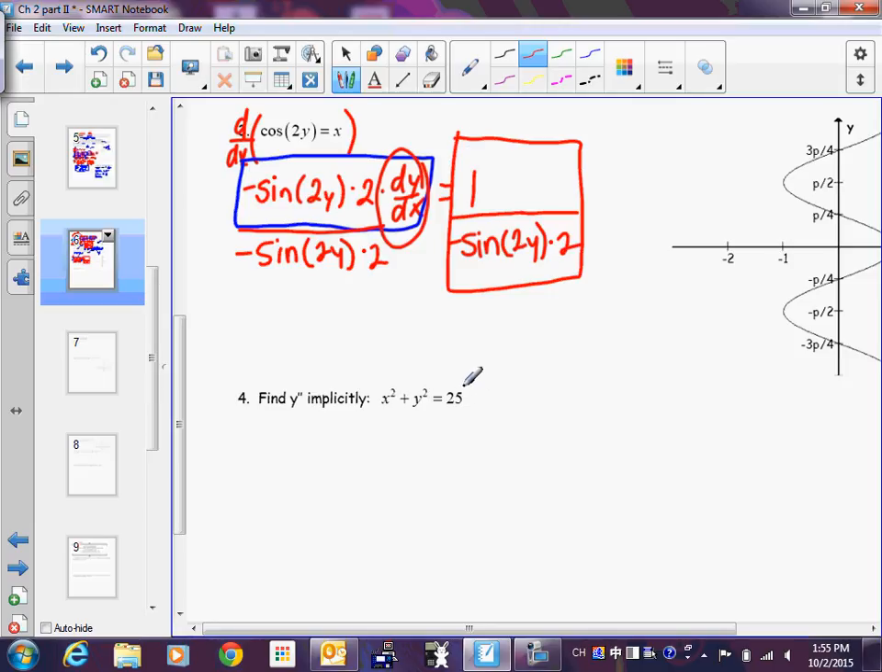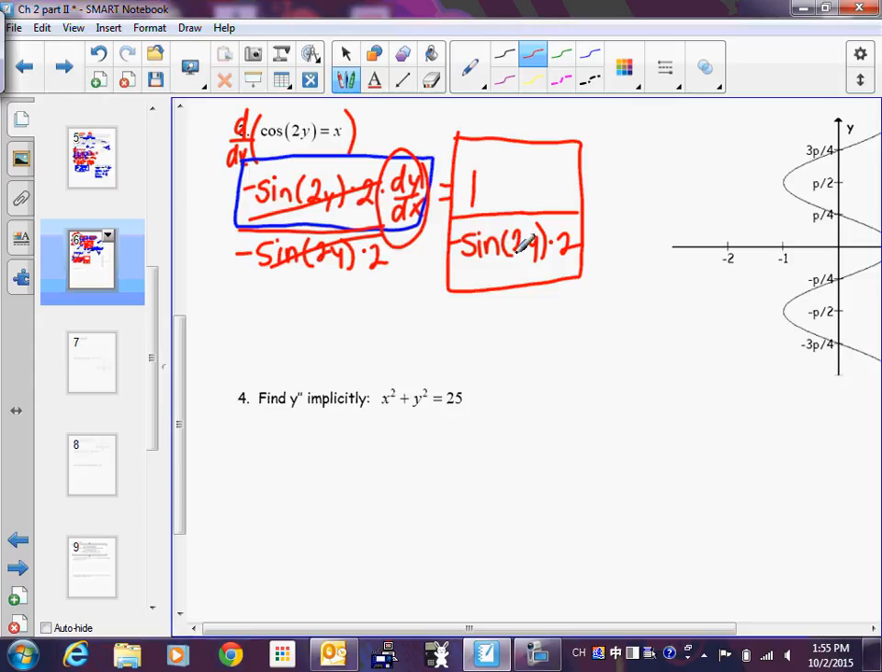You know you have your answer when you have a single dy over dx on the left, and over here you only have x's and y's. You don't have to have both of them, but you shouldn't have like dy over dx equals something with dy over dx in it.